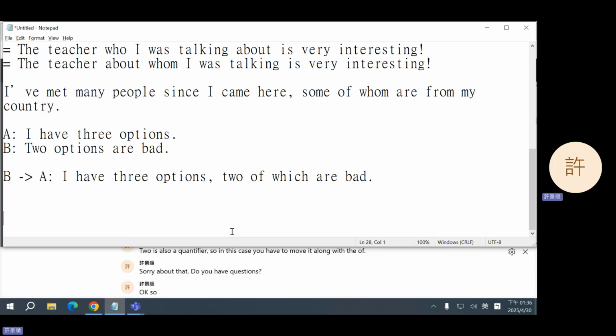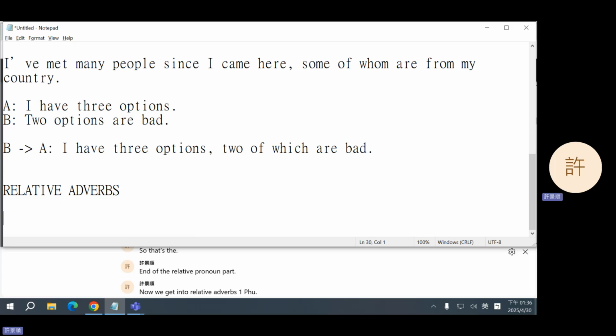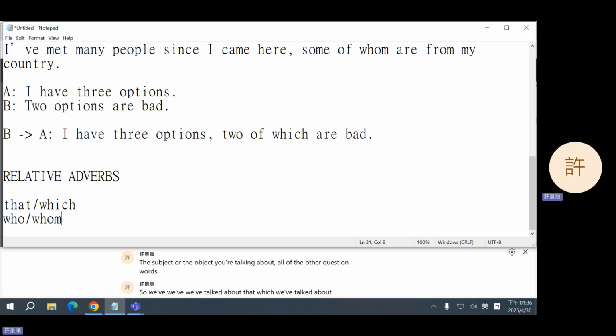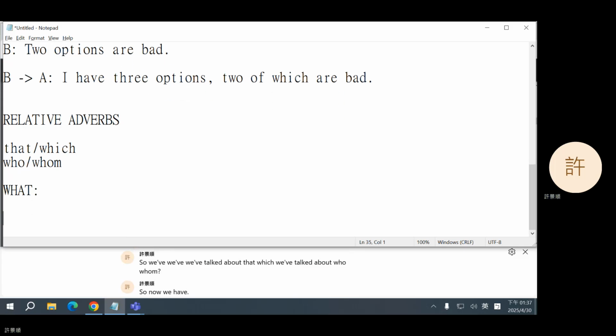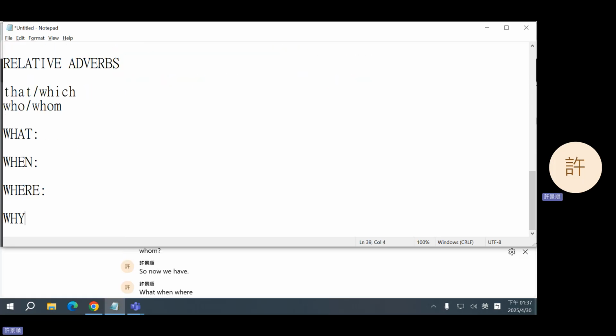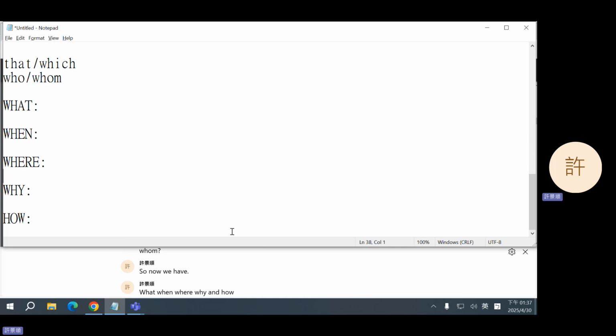Okay. So that's the end of the relative pronoun part. Now we get into relative adverbs. 关复. Relative adverbs are the same as relative pronouns, except you're not talking about the subject or the object. You're talking about all of the other question words. So we've talked about "that, which", we've talked about "who, whom". So now we have what, when, where, why, and how. You can use these words to form relative clauses also.